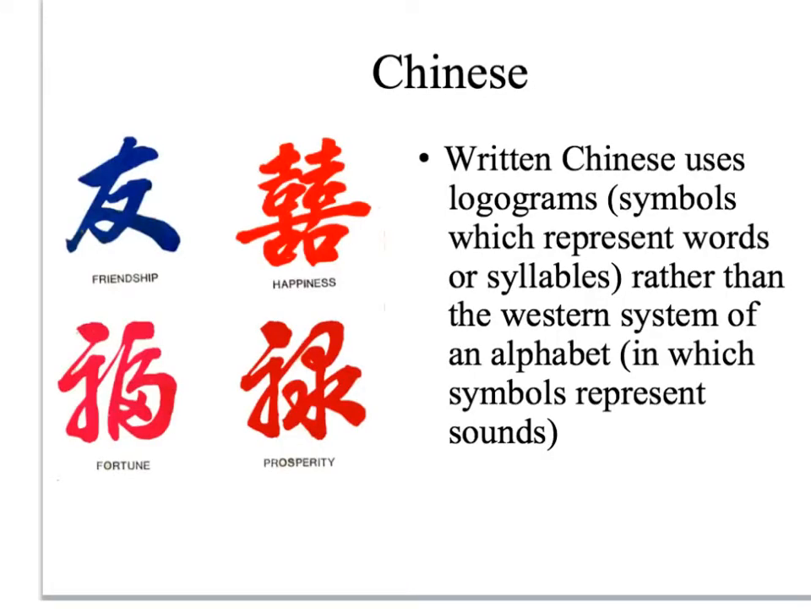In the Western system of writing, we use alphabets in which symbols represent the sounds themselves, such as a, b, k, g. Chinese, however, use logograms. These symbols actually represent the whole word or short syllables. So here we have the symbol for friendship, happiness, fortune, and prosperity.